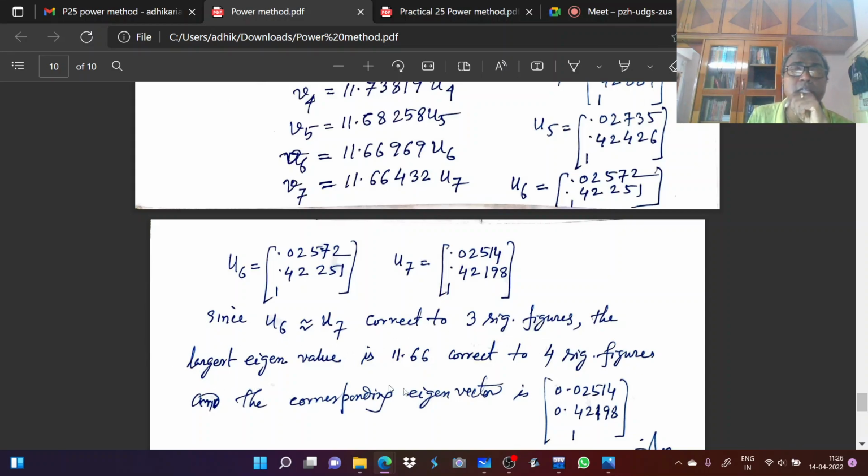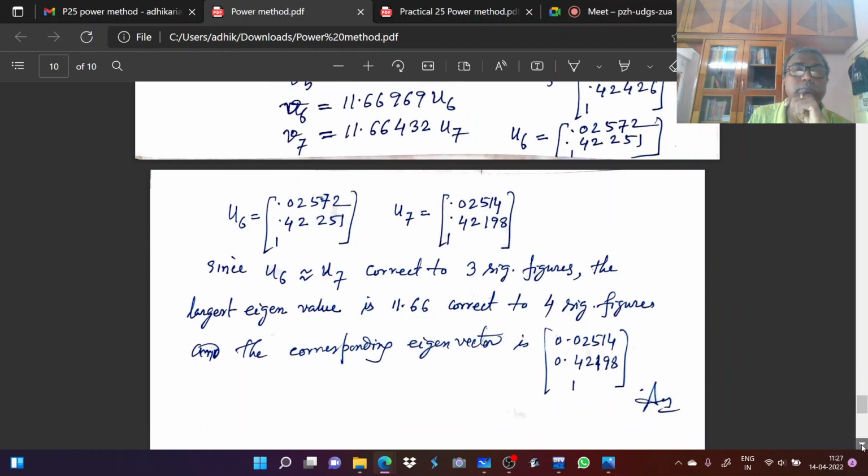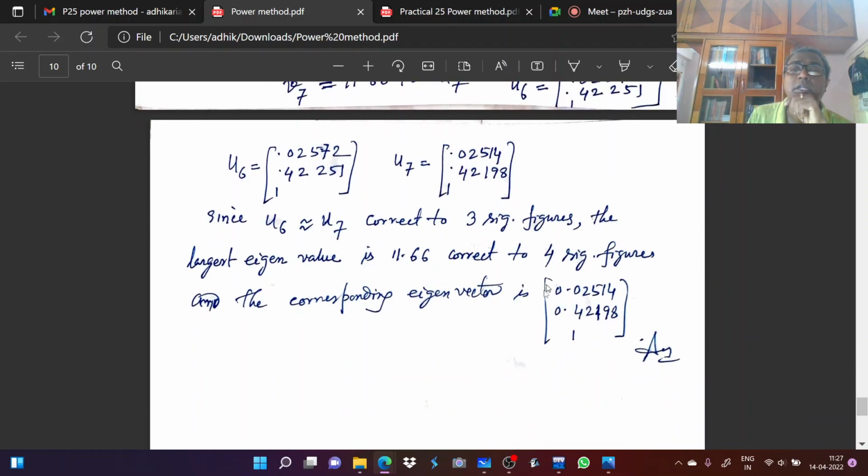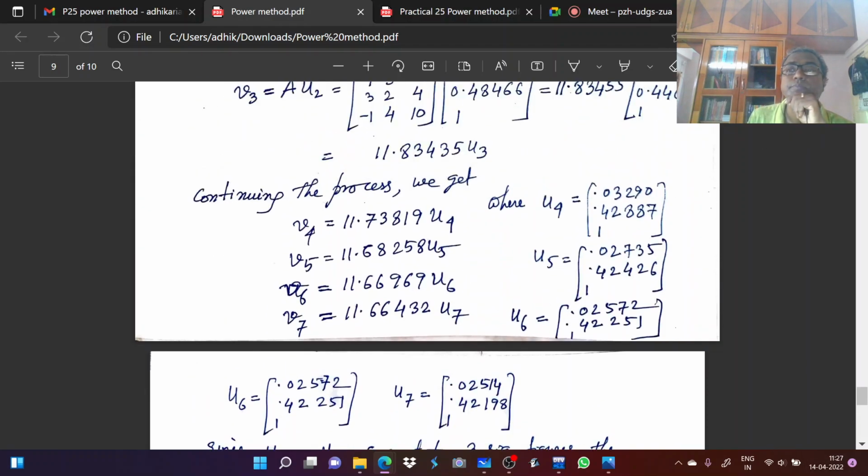The largest eigenvalue is 11.66, the numerically largest eigenvalue, correct to 4 significant figures. The corresponding eigenvector is 0.02514 and 0.1 and so on. This 11.66 and the corresponding eigenvector together are called the largest eigenpair, or dominant eigenpair. Clear? Yes, sir.